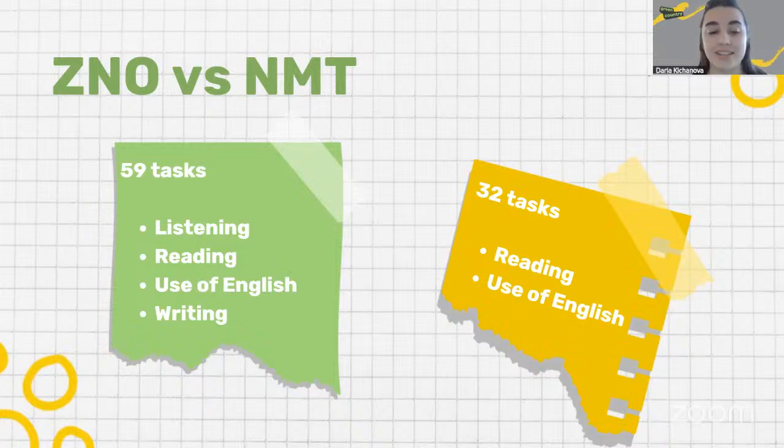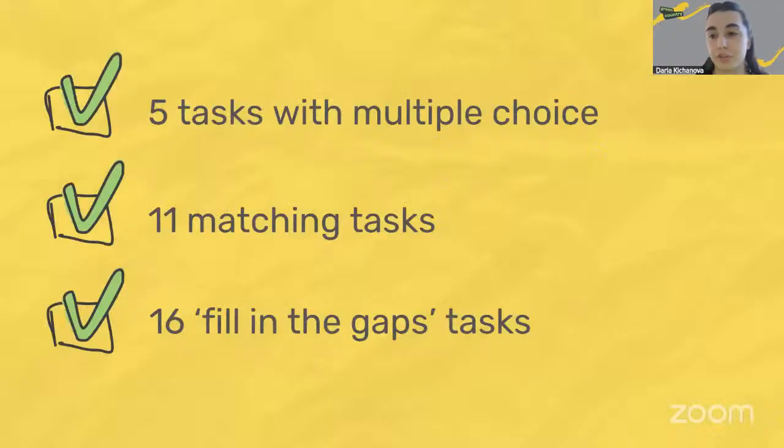At Zenio, we had listening, reading, use of English, and writing. And in comparison, NMT has just reading and use of English. Let's talk more what these tasks mean, reading and use of English. First of all, we have with you 32 questions, 5 tasks we have with multiple choice, 11 with matching, and 16 we have fill in the gaps. It means that we have some part of the sentence and we need to fill the gap with some correct words or phrase.